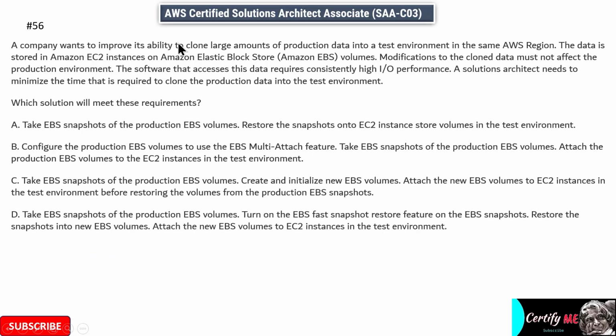A company wants to improve its ability to clone large amounts of production data into a test environment in the same AWS region. The data is stored in Amazon EC2 instances on Amazon Elastic Block Store volumes. Modifications to the cloned data must not affect the production environment. The software that accesses this data requires consistently high input and output performance. A solutions architect needs to minimize the time that is required to clone the production data into the test environment. Which solution will meet these requirements?